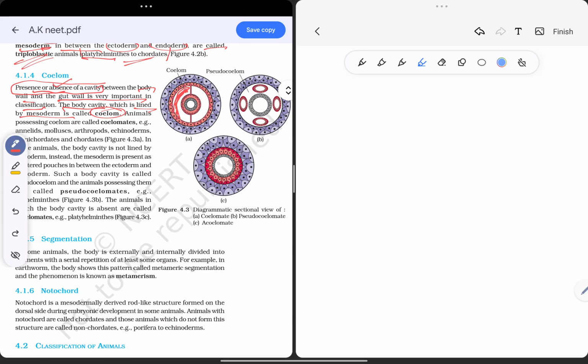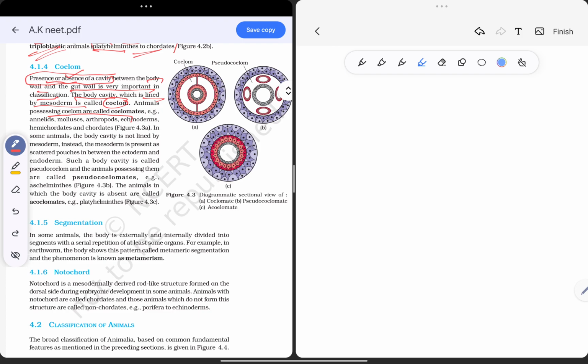If that body cavity is being lined by the mesoderm, this is mesoderm, the red part, when it's being lined by that mesoderm, then it's called coelom. Animals possessing coelom are called coelomates. Example, annelids, molluscs, arthropods, echinoderms are coelomates. You should make a note of what all are symmetric animals, what are all asymmetric, what all are coelomates, what phyla come under coelomates. You should remember all these points.